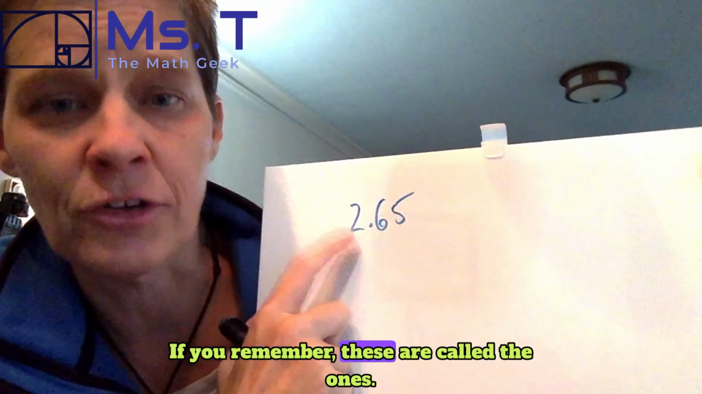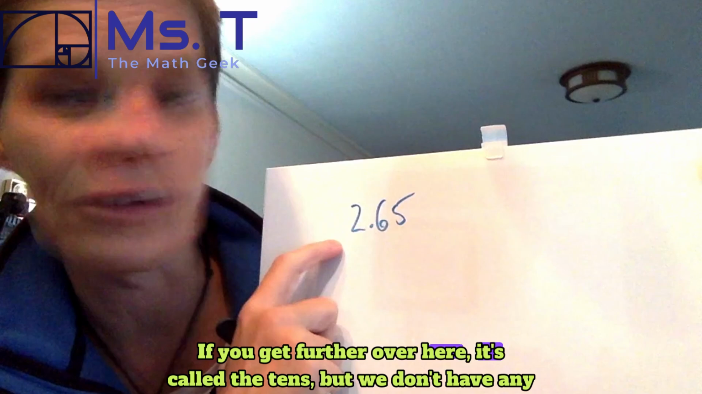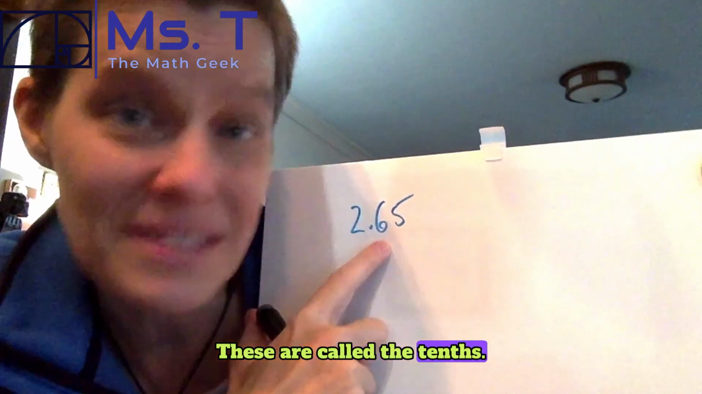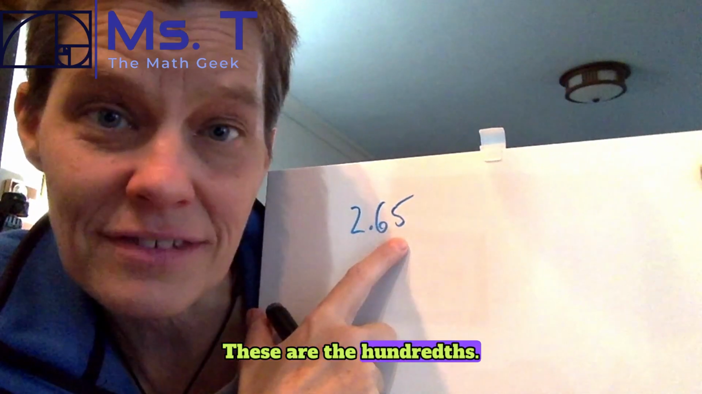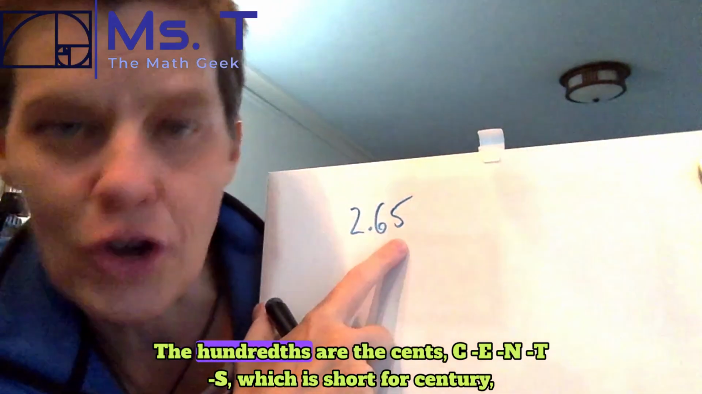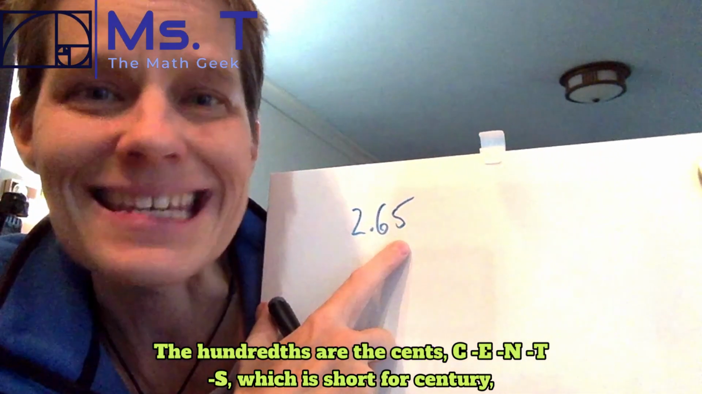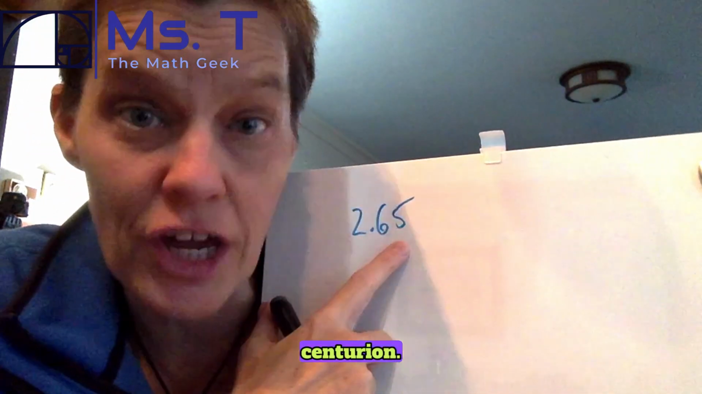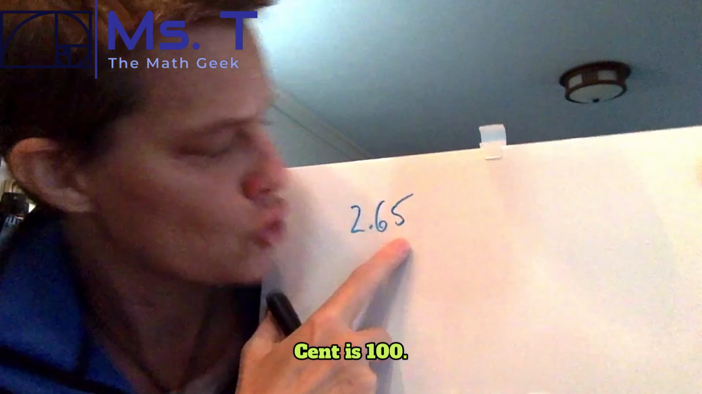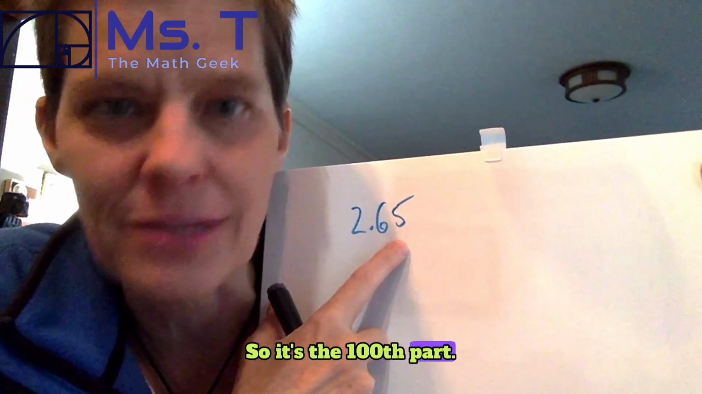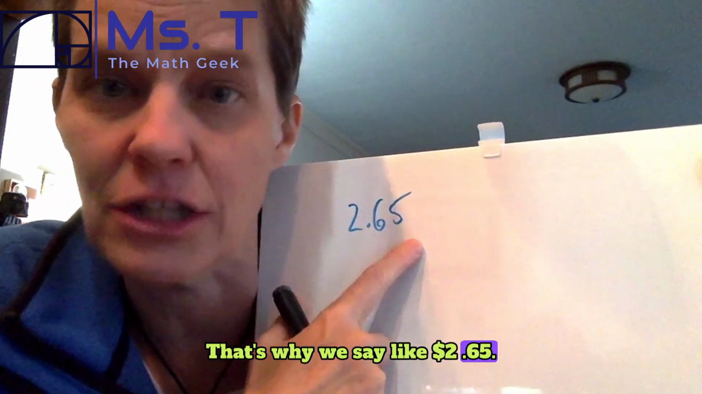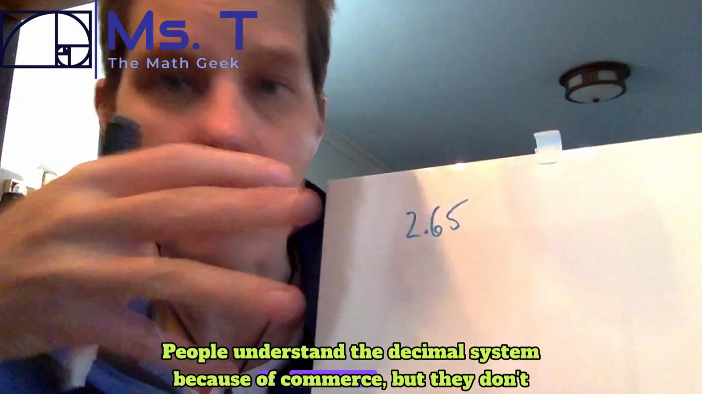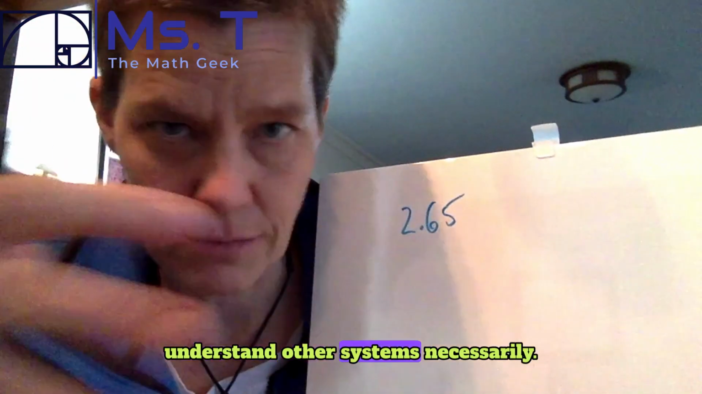If you remember, these are called the ones. If you get further over here, it's called the tens, but we don't have any tens. Hundreds, right? These are called the tenths. These are the hundredths. The hundredths are the cents, C-E-N-T-S, which is short for century, centurion. Cent is 100. So it's the 100th part. That's why we say like $2.65. People understand the decimal system because of commerce, but they don't understand other systems necessarily.